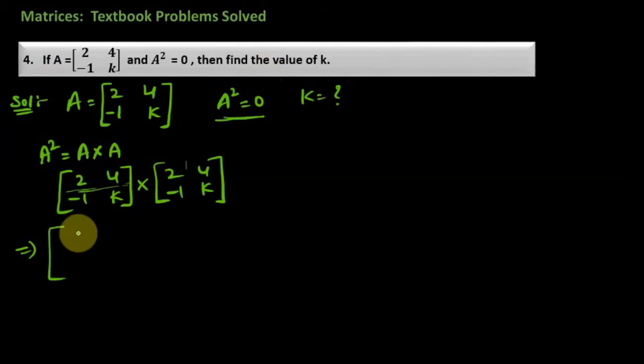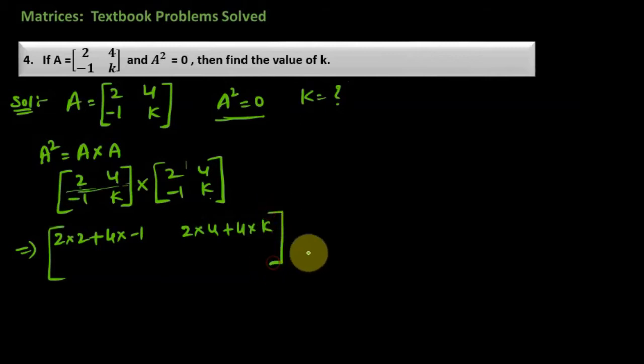So 2 into 2 plus this 4 into minus 1, right? Now the same 2 into 4 plus 4 into this K, 2 into 4 plus again 4 into this K, right? Similarly, this complete row I should multiply with this column one time, again this complete row I should multiply with this column again.